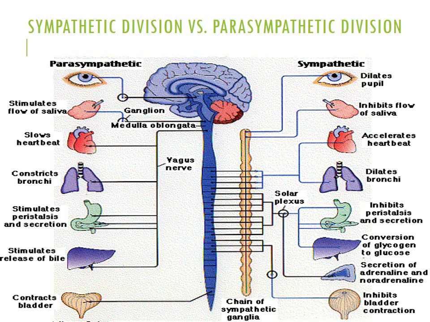And then you've got your sympathetic, which is your pupils dilating or becoming bigger. It inhibits or stops the flow of saliva. It accelerates your heartbeat, so it makes your heart beat faster. It makes your bronchi dilate and become bigger. It stops peristalsis. It converts glycogen to glucose, has a secretion of adrenaline and noradrenaline, and inhibits bladder constriction.